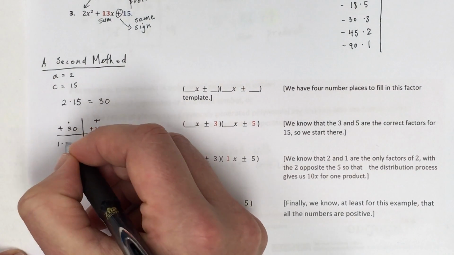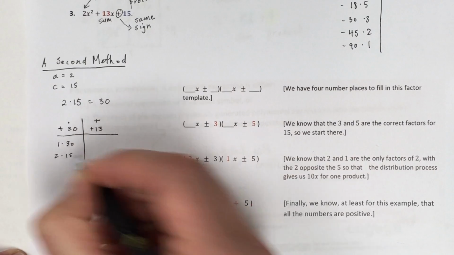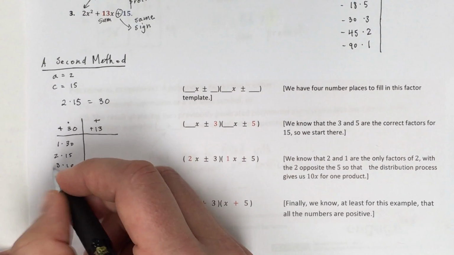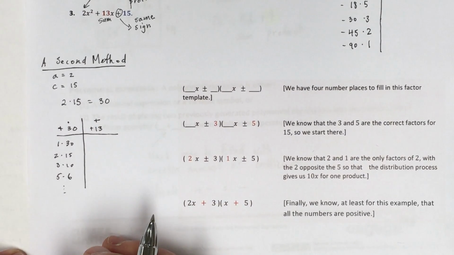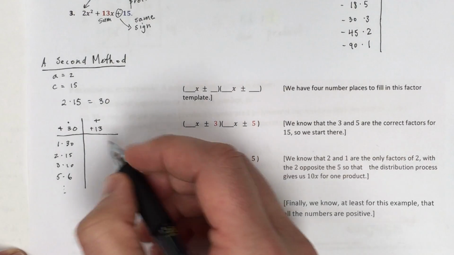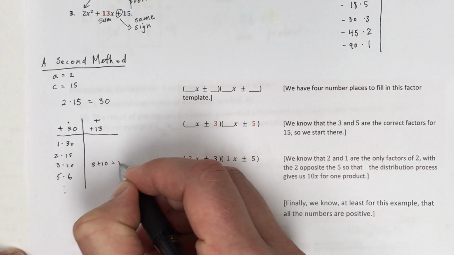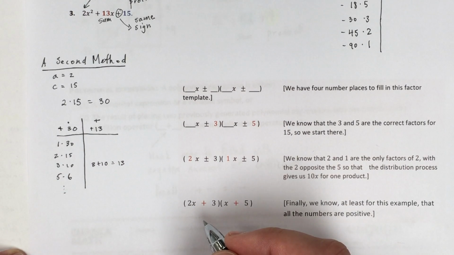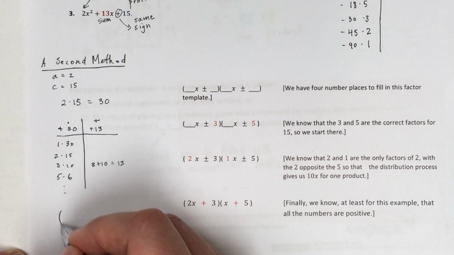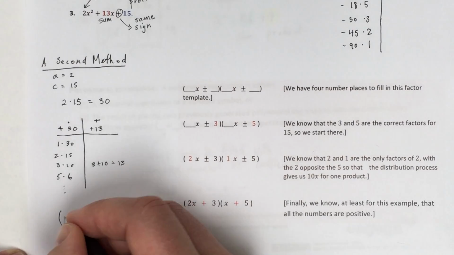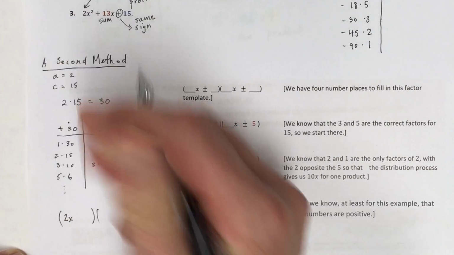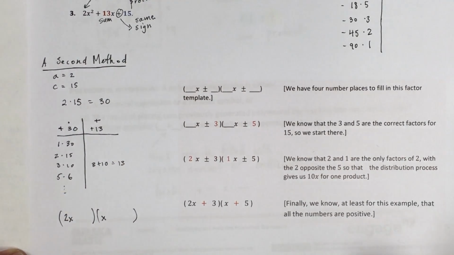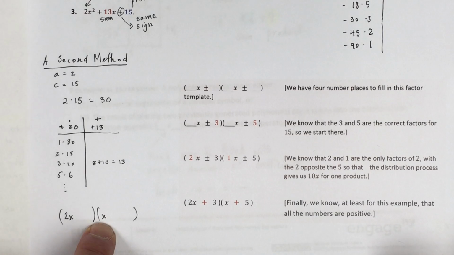My list of numbers, 1 times 30, 2 times 15, 3 times 10, and 5 times 6. And we could keep going on with the negative or the opposite numbers of each of those. But what I notice is that 3 plus 10 is equal to 13. Now the question becomes, how do I put these into the parentheses? And I like to start with thinking about the leading coefficient. I know it's a prime number, so its only factors are itself and 1. So I put the 2x and the x.